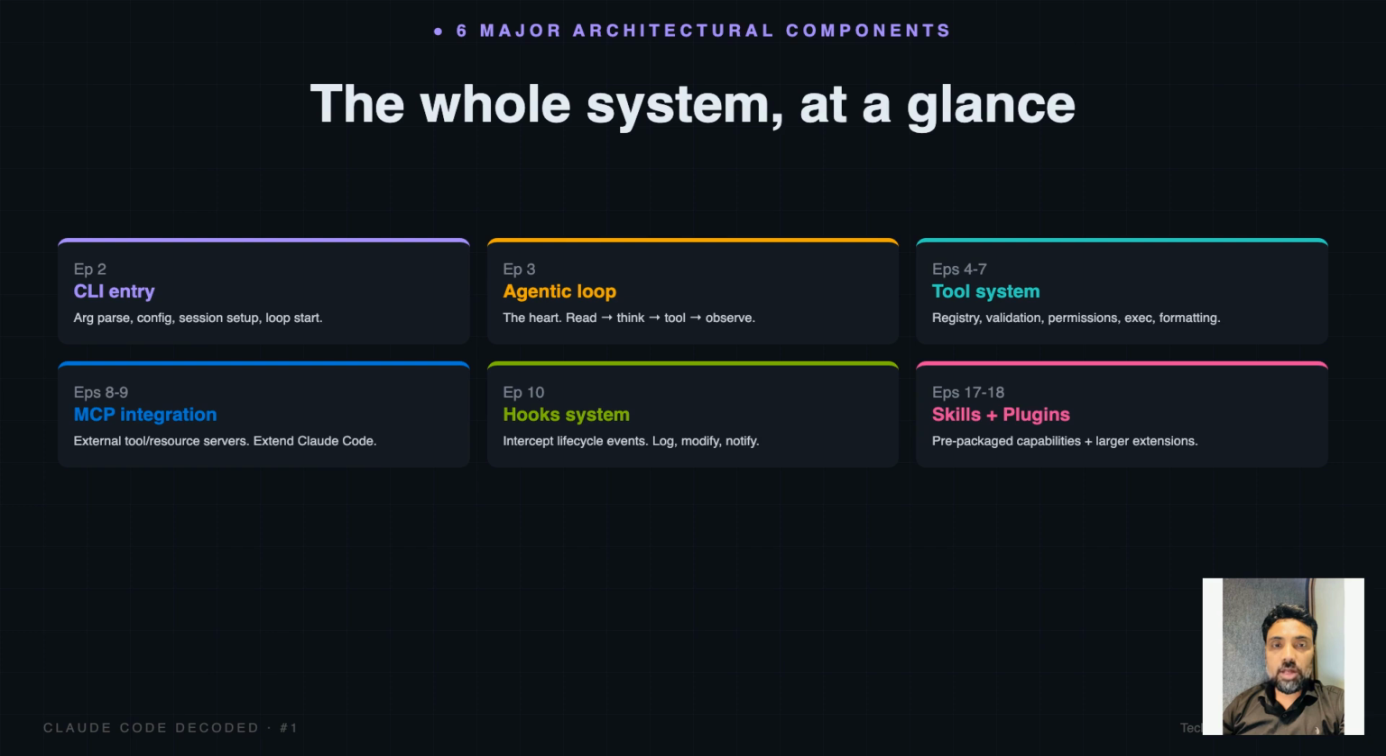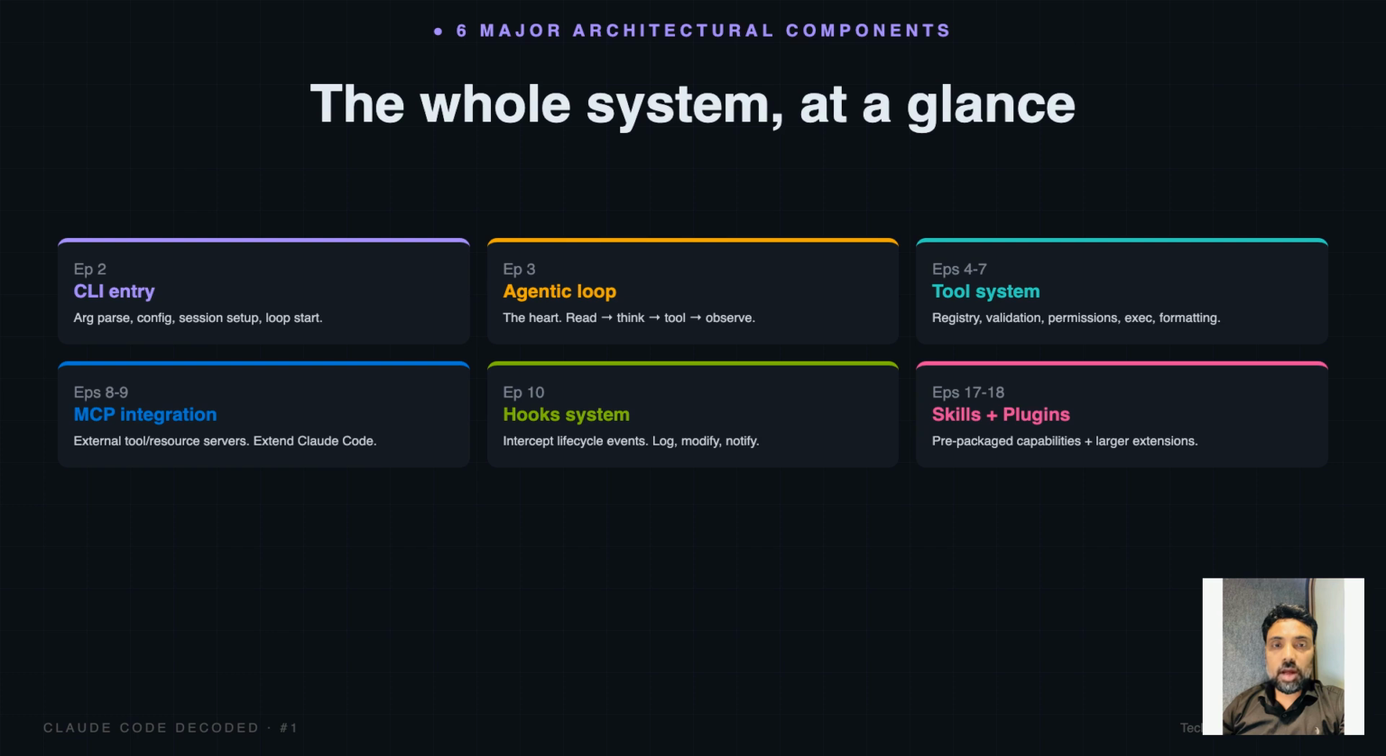2, the agentic message loop. This is the heart of Claude Code. It reads user input or tool output, builds the prompt, sends it to Claude, receives a response, and decides what to do with the response. If the response includes a tool call, it runs the tool. Otherwise, it shows the output to the user. We cover this in episode 3.